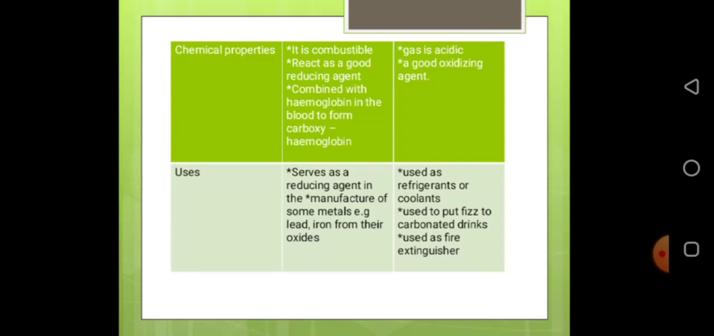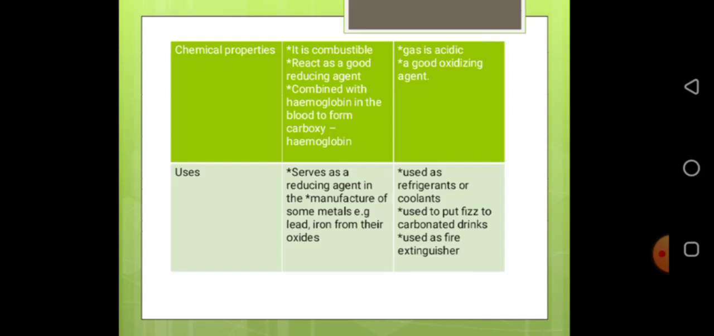Carbon dioxide gas is acidic. Carbon monoxide is a good reducing agent and can be used in reducing chemicals or substances. Then the uses: it serves as a reducing agent in the manufacture of some metals, for example lead and iron, from their oxides.